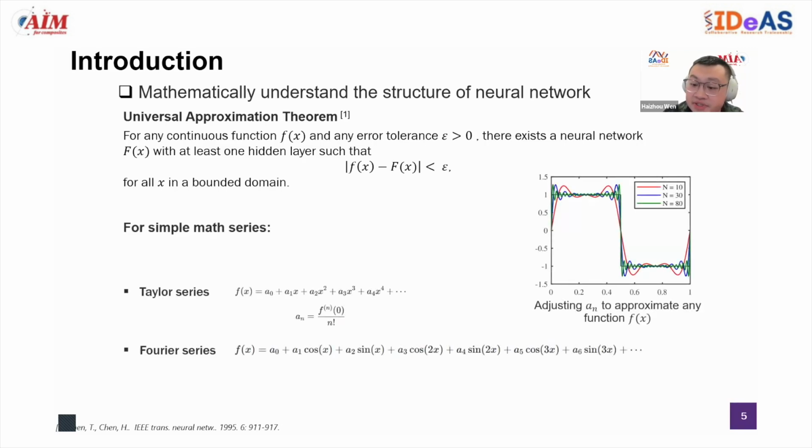This concept is kind of similar to the math series that we learn in the fundamental math class. We know that, given a continuous function like f of x, we can use a Taylor series or Fourier series of multiple base function terms to approximate it. And by using more terms and adjusting the right coefficient, like a_n here in each term, the approximation result would be closer to the target function. So the idea is to use an approximator consisting of a series to approximate the target f of x. The NN is based on the same idea.